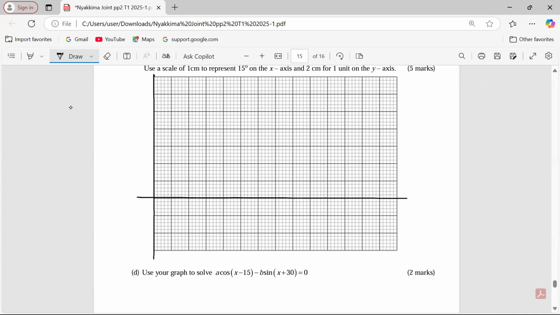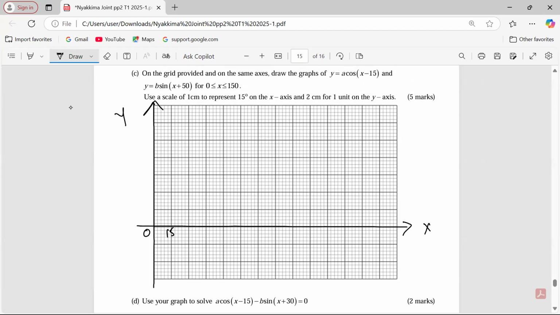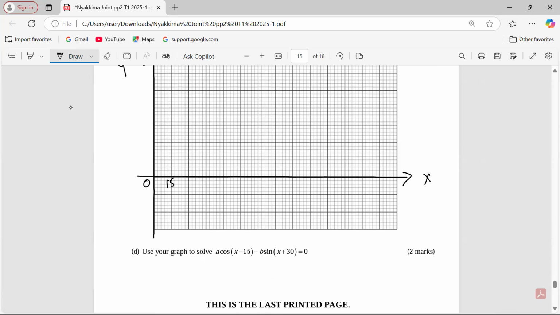So these are the y-axis, the x-axis. 0, 15, because we've been told to use a scale of 1 centimeter for 15 degrees on the x-axis. 30, 45, 60, 75, 90, 105.